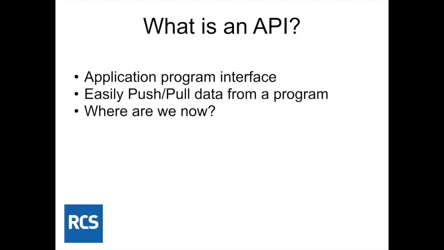First slide here is, what is an API? API stands for Application Program Interface, which is basically a fancy way of saying that there's a standardized way to push and pull data to and from a program, in this case, NCR Counterpoint. Prior to having the API, which was released almost a year ago at this point, the best way to get data into and out of Counterpoint was actually copying databases. So we would copy databases, store them somewhere, and then query against that database.